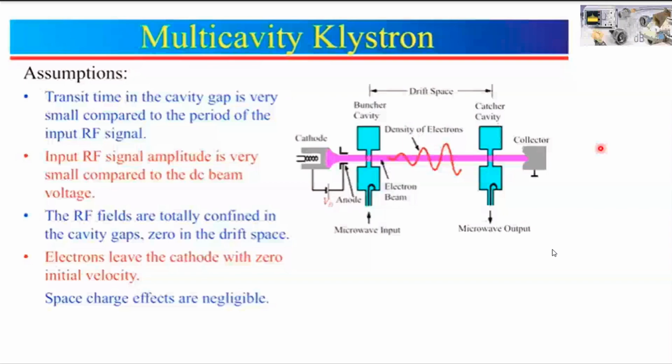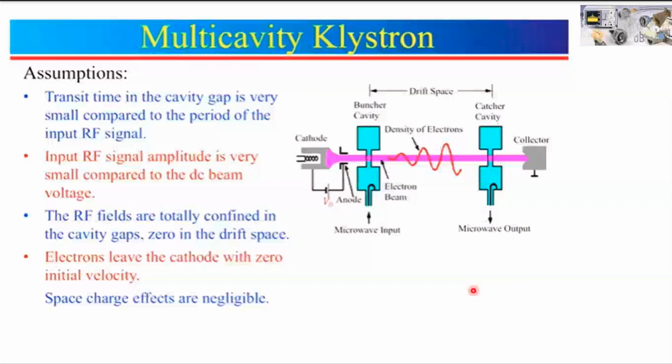Basically this is a typical diagram of a multi-cavity klystron, and we'll see the two-cavity klystron. If you increase the number of cavities, suppose you add one more cavity here, it becomes a 3-cavity klystron. If you add one more, it becomes 4 cavities. So the naming goes accordingly with the addition of cavities.